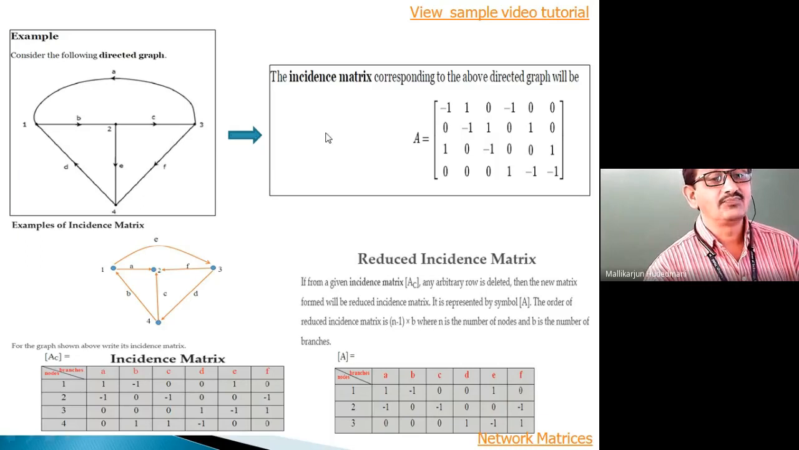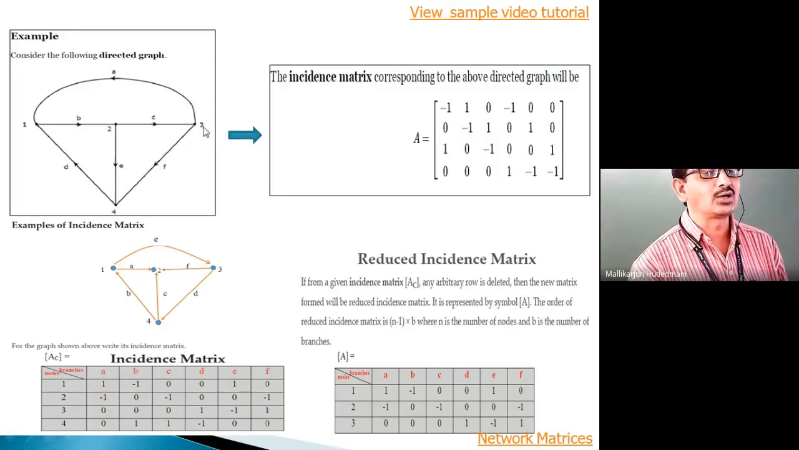So likewise, if I move to the third bus, at bus number 3, you can see that C is inward, A is outward, F is outward. So when I say A is outward, A must be +1, B is 0, C is inward -1, D must be 0, not connected, E must be 0, not connected, and F must be outgoing +1.